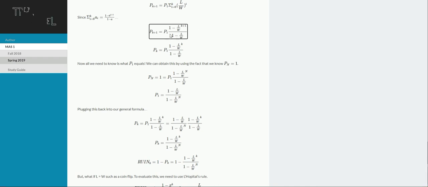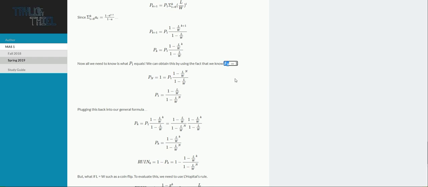Then what we can finally do is recognize that we just have k plus 1 and k plus 1. So before there was k and k plus 1, but since we only have that one term, we can just rewrite it as k instead of k plus 1. So this is just me simplifying the notation. Now, all we have to do is find out what p subscript 1 equals. And we can do that by taking this formula and using our knowledge that once you have all the tokens, you win. So p subscript n equals 1.